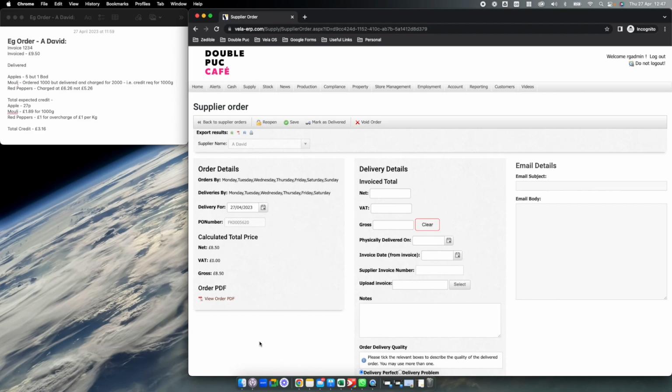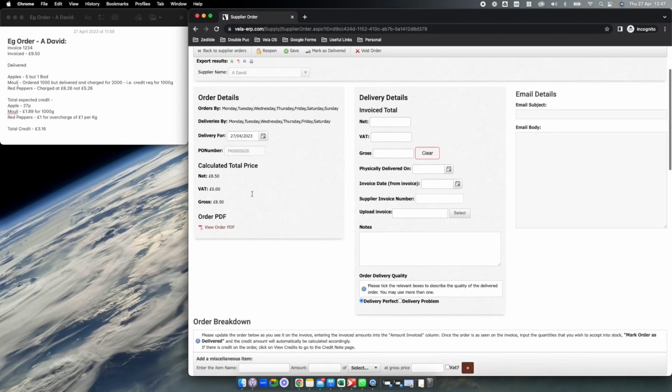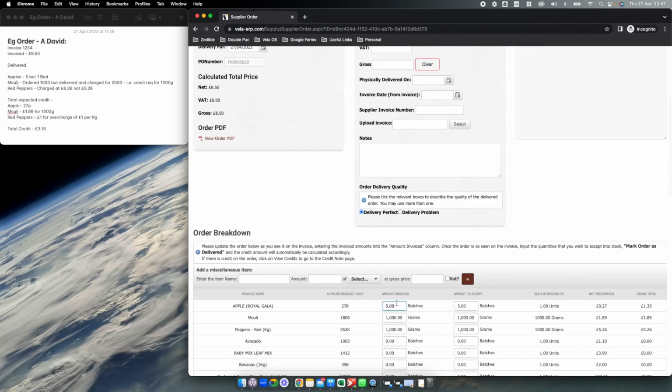I'm going to show you how to raise a credit on Vela OS. So here we have an order that I've raised with our fruit and veg supplier. It's already been raised, submitted, for 5 apples, a kilo of mooli and a kilo of red peppers.